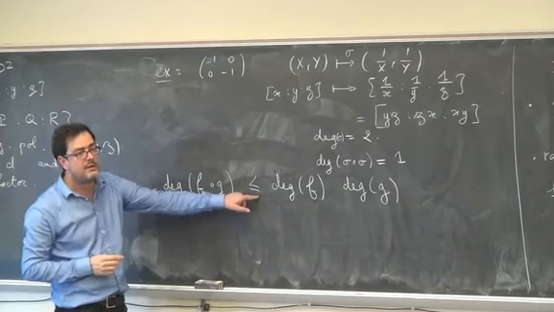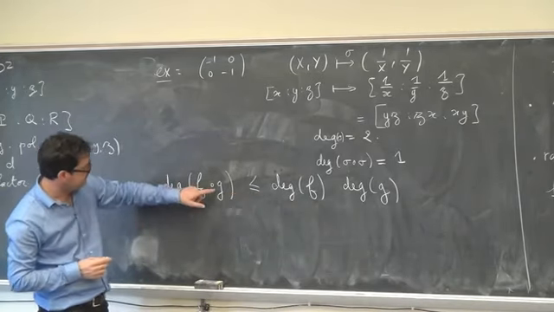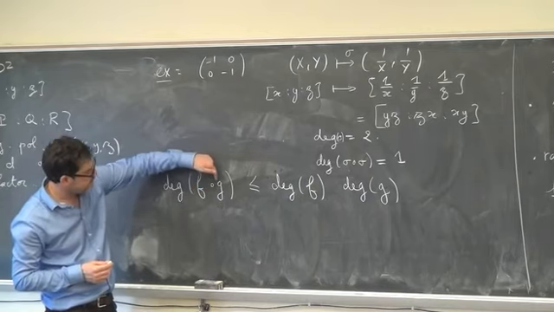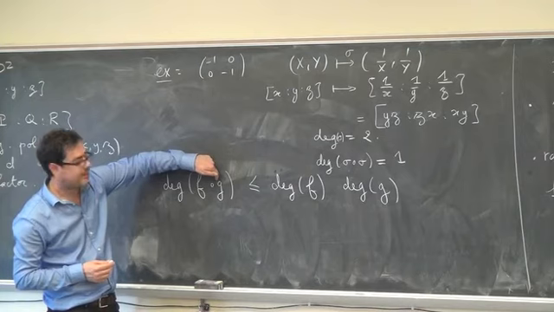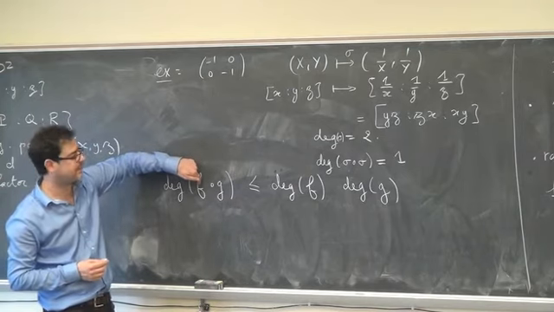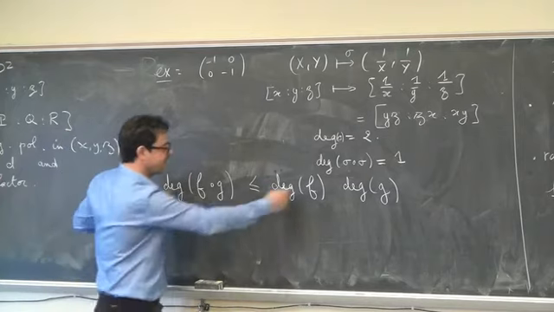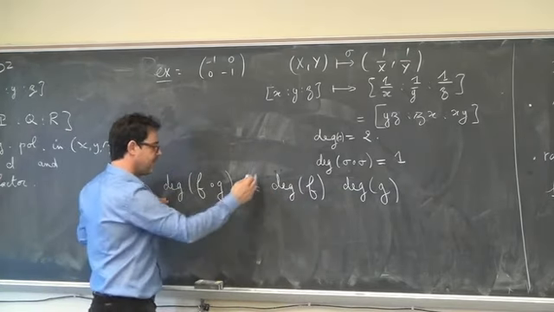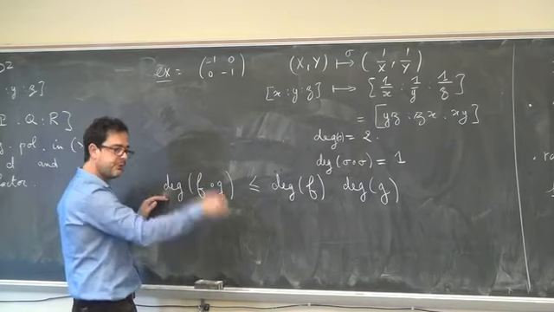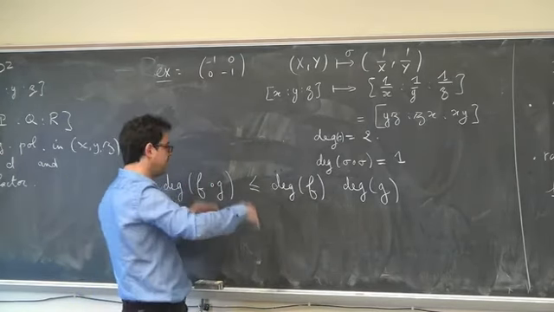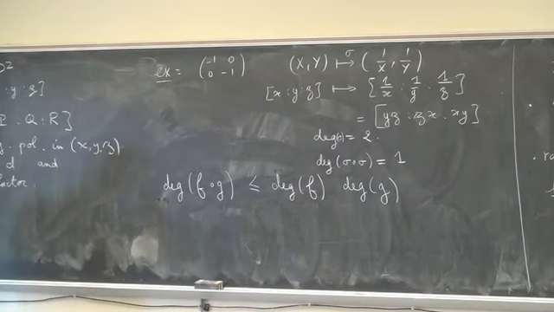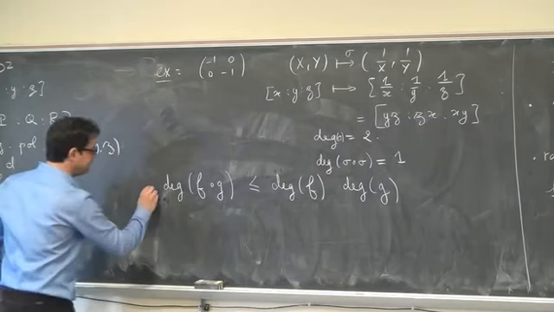And in fact, it's equal, except if the following phenomenon appears. There is a curve which is mapped to a point by G, and this point is an indeterminacy point of F. So you always have inequality, and you have strict inequality when this geometric phenomenon occurs. So if you map a curve to a point, this point is an indeterminacy point of F. It's mapped to a curve.